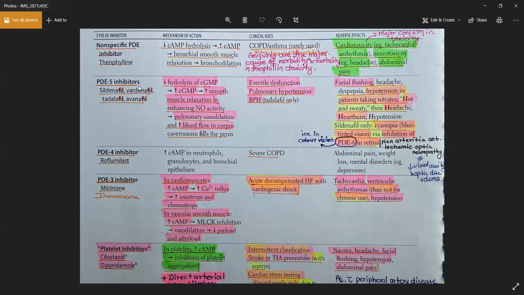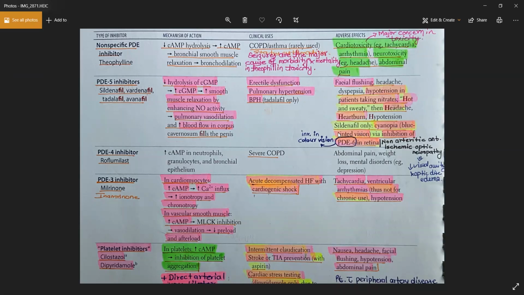And sildenafil, very specifically, can cause cyanopsia, or blue-tinted vision. Very, very important. It is because of the inhibition of PDE6 in the retina. PDE6 is involved in color vision. If you inhibit PDE6, you will get blue-tinted vision in the case of sildenafil.